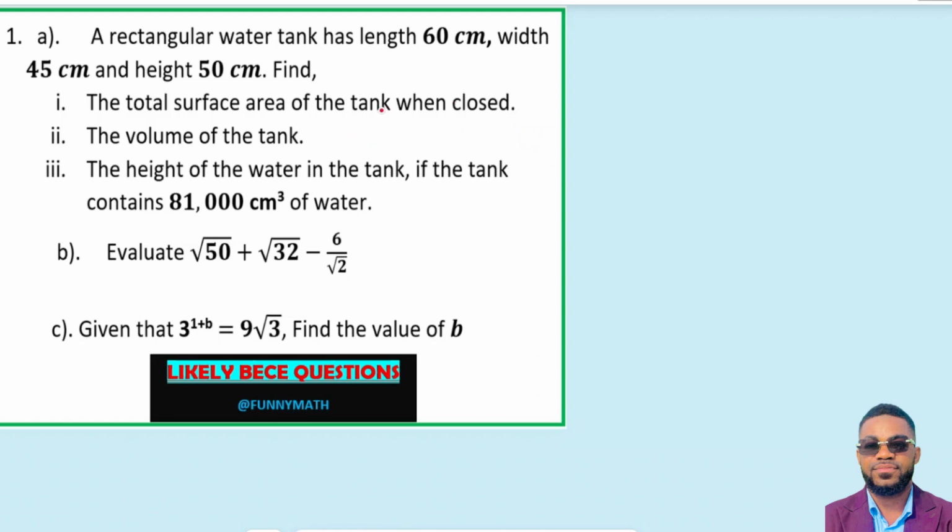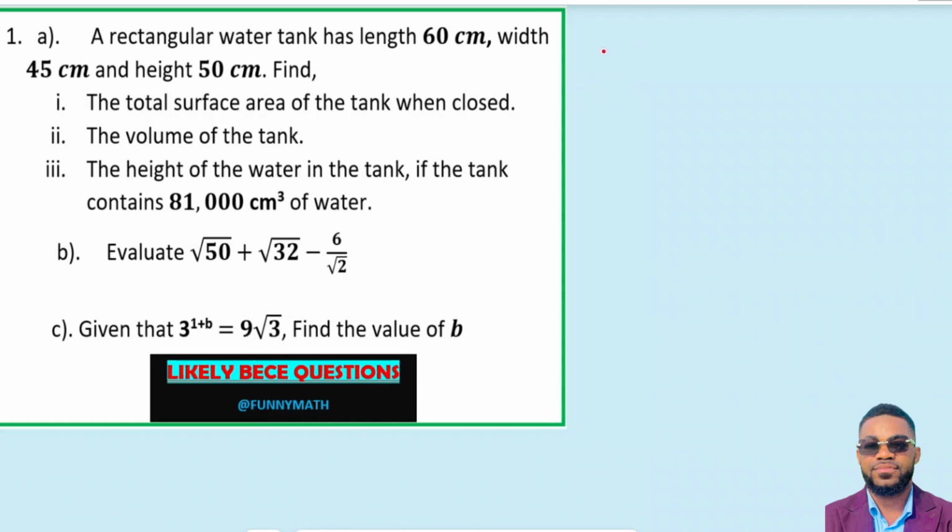Now let's begin. A rectangular tank has length 60 centimeters, width 45 centimeters, and height 50 centimeters. And we have to find (i) the total surface area of the tank when closed. So this is what you're supposed to know. A rectangular tank is a cuboid, so we are just finding the total surface area of a cuboid. So this is a formula work. If you know the formula, you can work it.